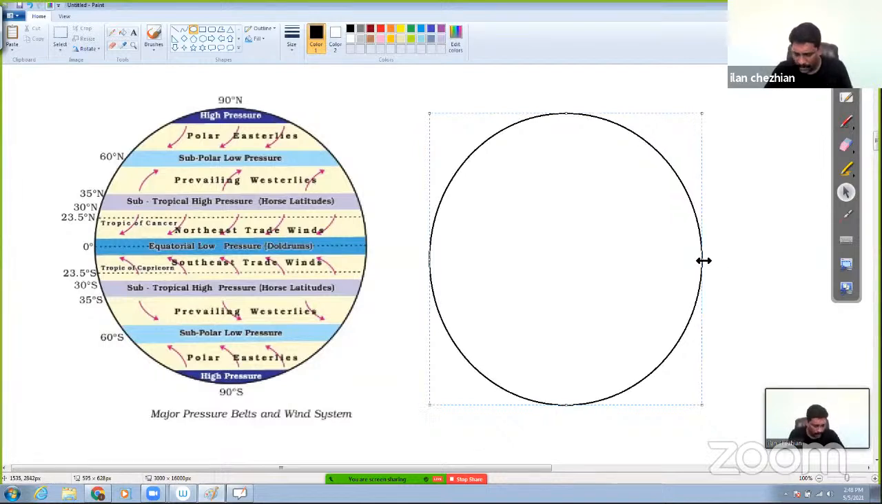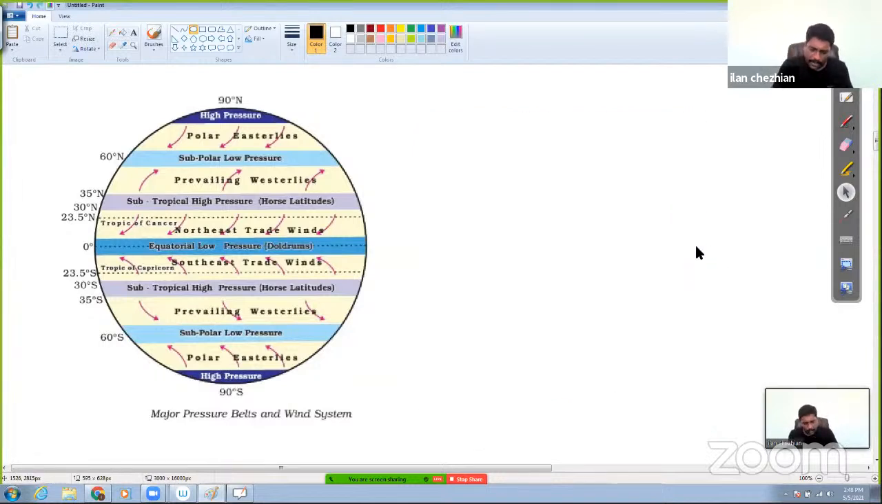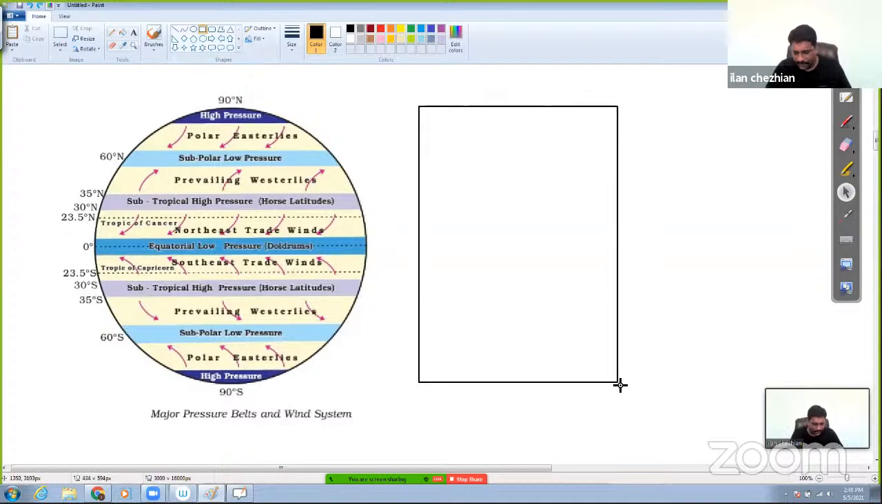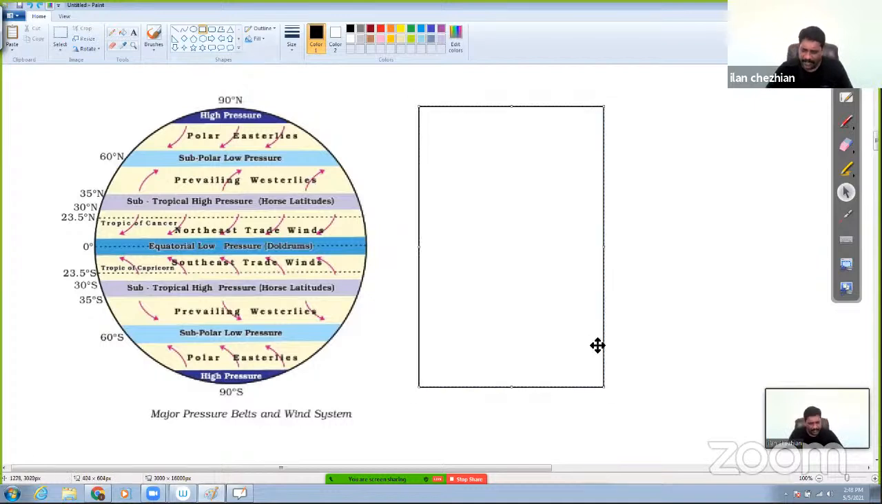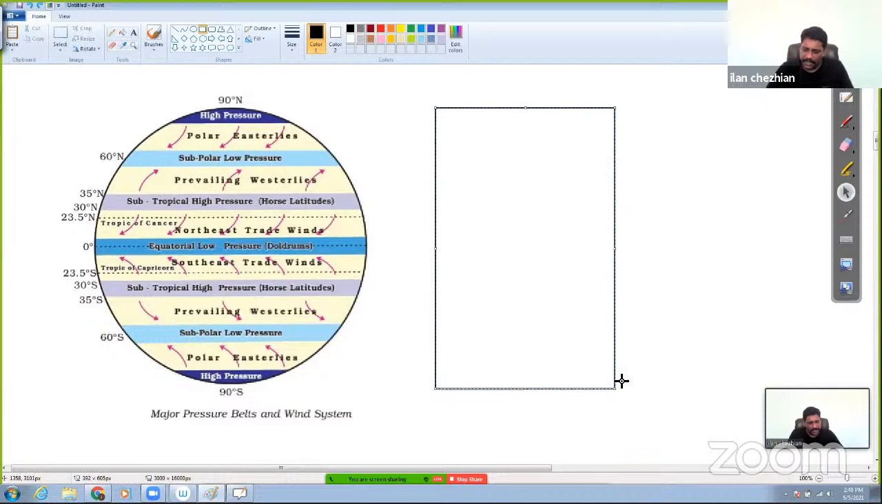No, I'll also take this circular. Instead of circular, I'll just go for rectangular classification. Okay, easy, right? Easy way of representing. Am I right?